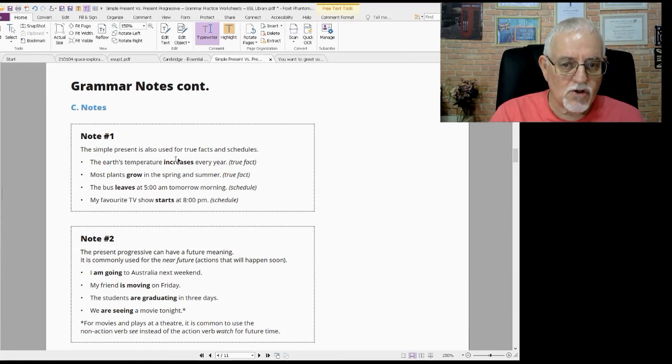Simple present is also used for true facts and schedules. The Earth's temperature increases every year. This is a true fact, so we use the simple present because it is a fact that is always true. Water boils at 100 degrees Celsius is also a true fact. Most plants grow in the spring and summer. Again, a true fact. But look, the bus leaves at 5 a.m.